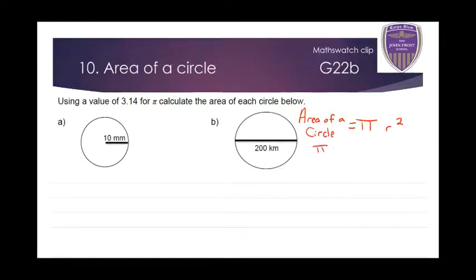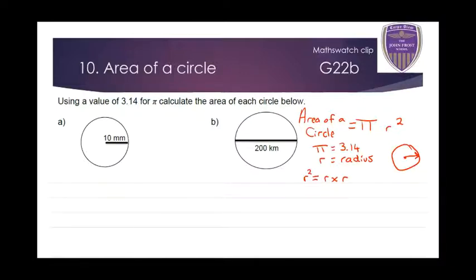Again, we're told that pi is equal to 3.14. Now r is the radius of a circle, and that is the distance from the center of a circle to the edge of the circle. So it's half the distance across a circle. And r squared, all that means is we have to multiply r by itself. So we have to multiply the radius by the radius.